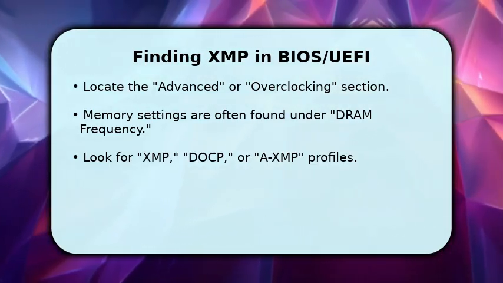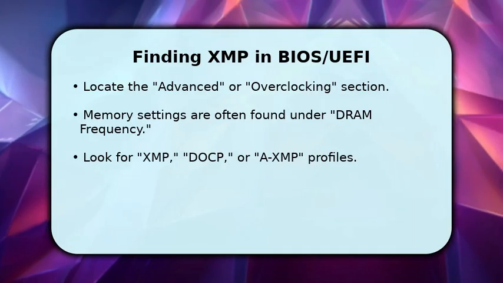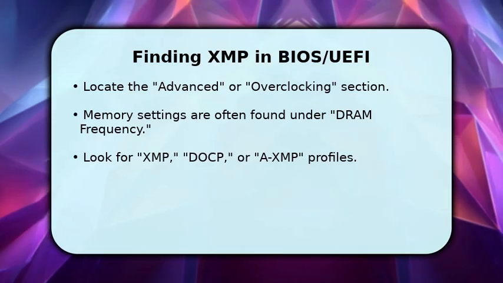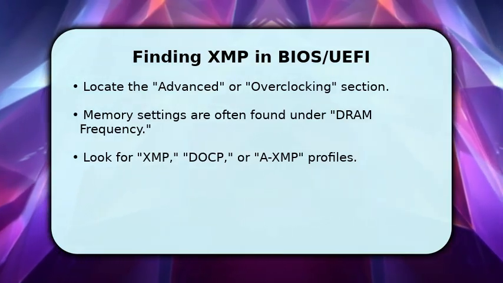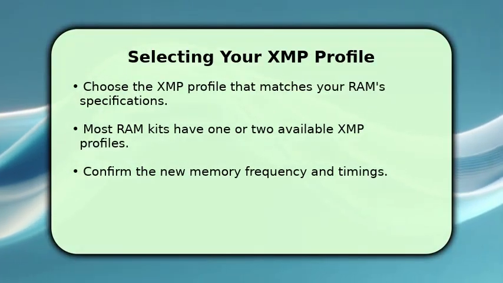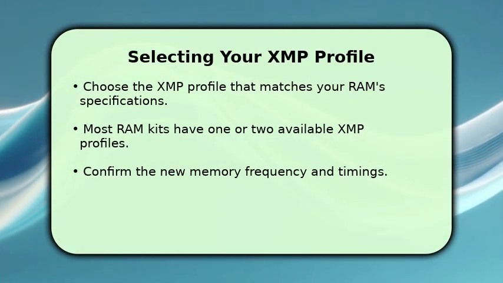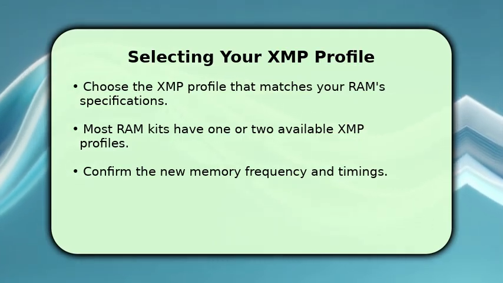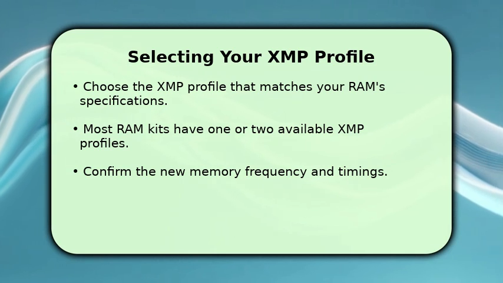Search for a setting related to DRAM frequency or memory profile. This is where you'll typically find the XMP option, sometimes labeled as DOCP for AMD systems. After locating the XMP setting, you'll usually see a drop-down menu or a list of profiles. Select the XMP profile that corresponds to your RAM's advertised speed and timings.